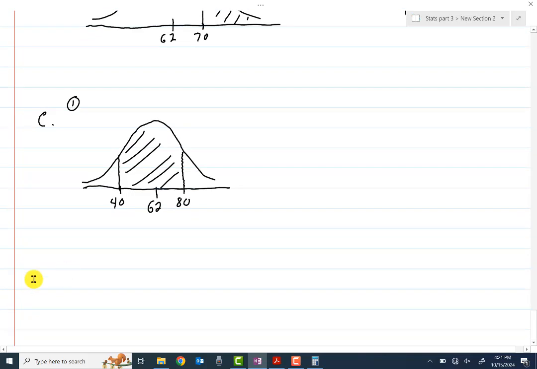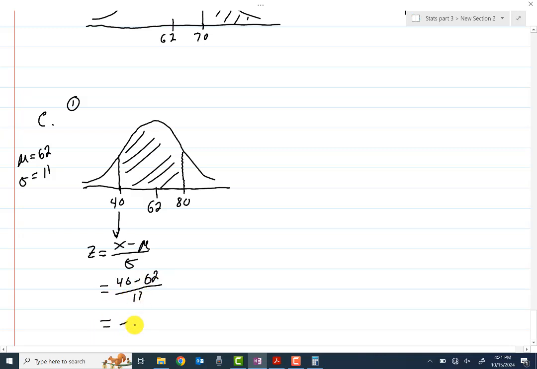Now, since we have a left boundary and a right boundary here, I'm going to need more than one z-score. If you recall, the mean was 62 and the standard deviation was 11. So here we do a z-score for this one. That'll be z equals x minus mu over sigma. The x there is 40. The mu is 62, over 11. And I think you'll find this turns out to be -2.